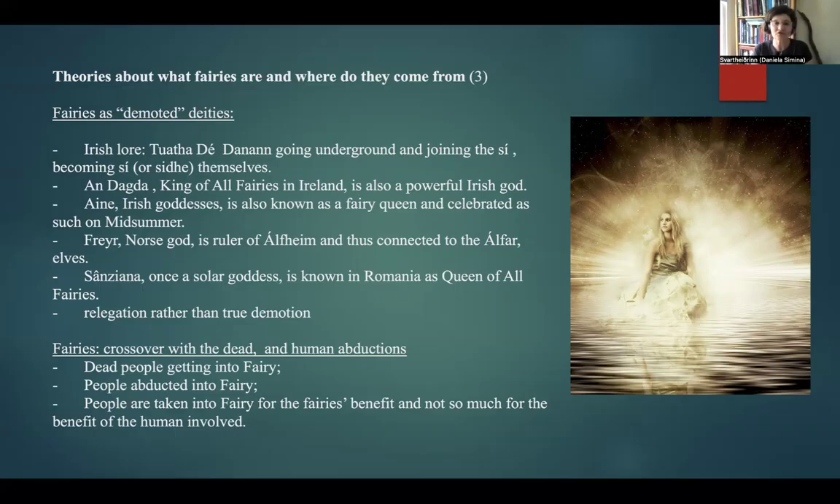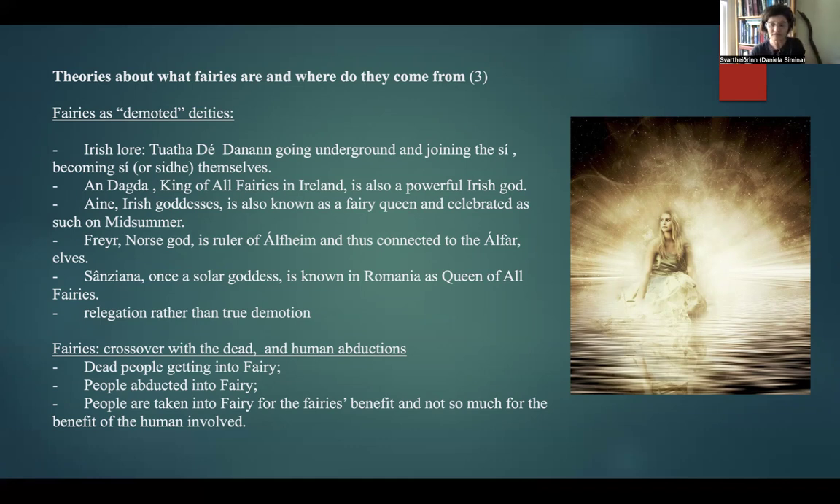And this takes us to slide number 3, about theories about what fairies are and where they come from. We're going now to talk about fairies as "demoted" deities. Demoted is in quotation marks because, as we'll see, it is not a true demotion. Some people see it as a demotion, some don't.